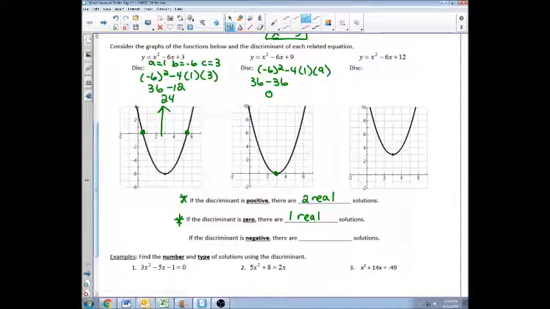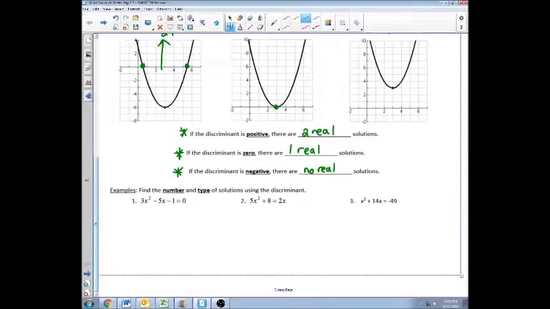The last discriminant, we're going to do negative 6 squared minus 4 times 1 again because my a value is 1, times 12 because my c value is 12. This would give me 36 minus 48, which is negative 12. Notice that it's negative. Notice I do not have any answers on my graph. So if the discriminant is negative, as it says here, then there are no real solutions. What that ends up being is 2 imaginary.